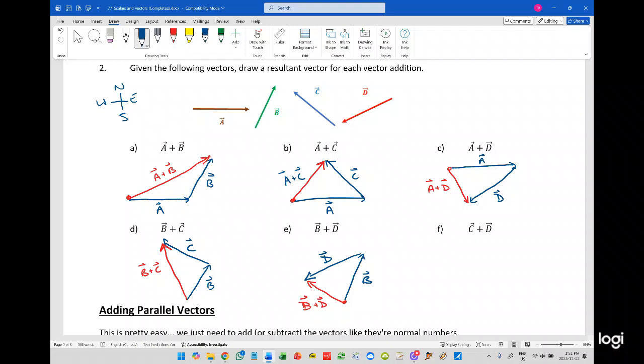And then finally, C plus D. C looks something like this. D looks something like this. Our starting position is here and our ending position's there.